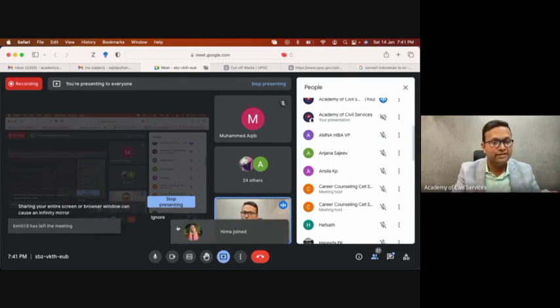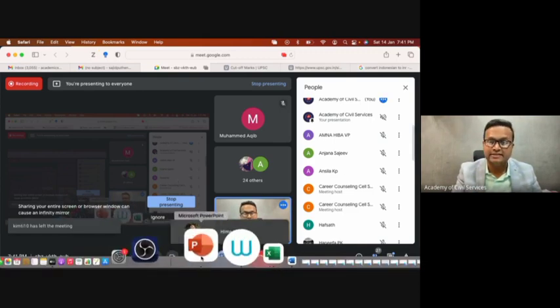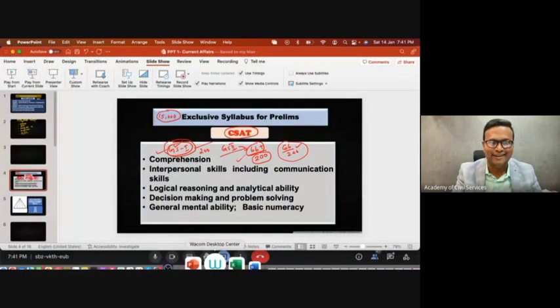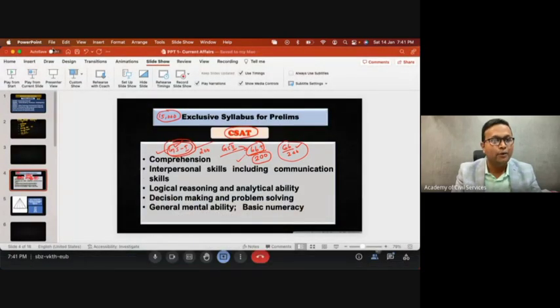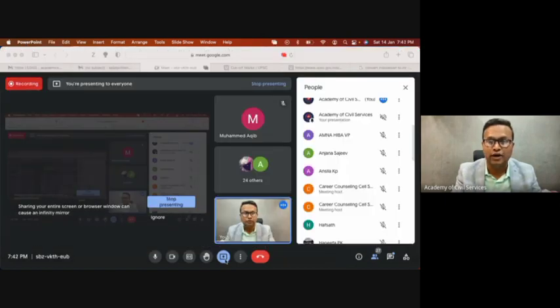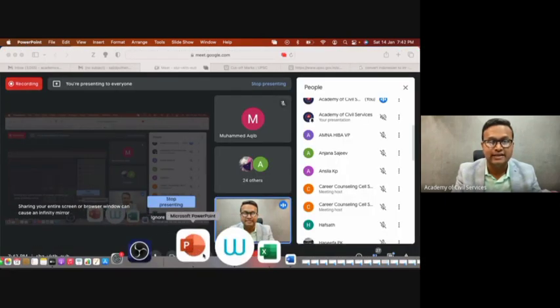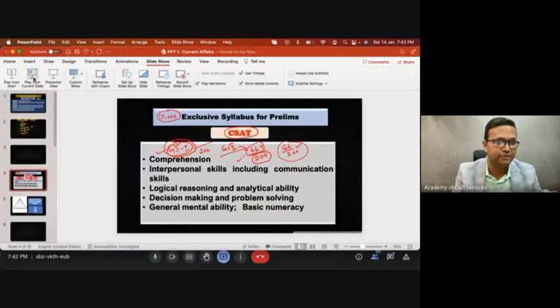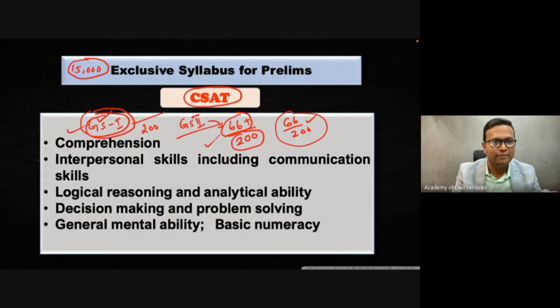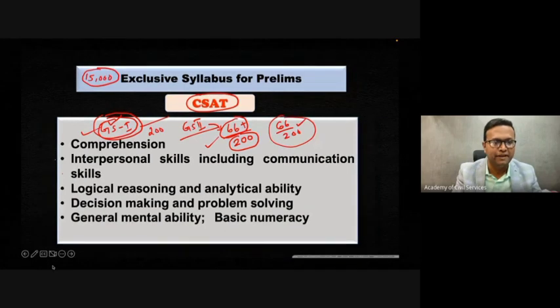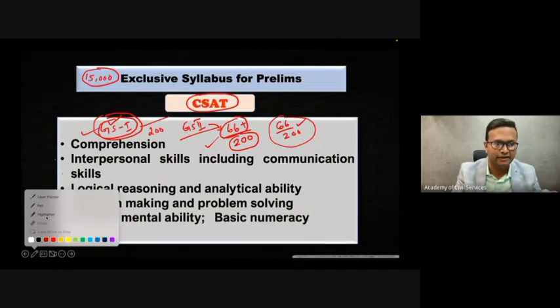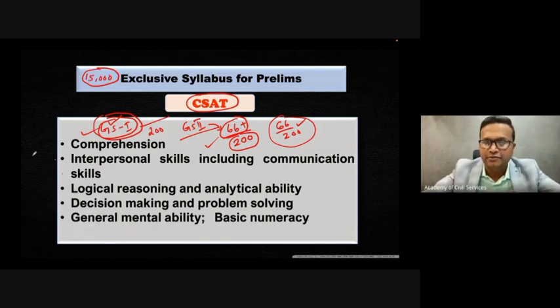Now, my point is how to get 66. The task given to me by Sheen International is to discuss with you mainly how to score 66 out of 200 in the CSAT paper. We can start that. Let me give you a brief on what the CSAT paper is in the beginning. The syllabus of the CSAT paper starts with comprehension.